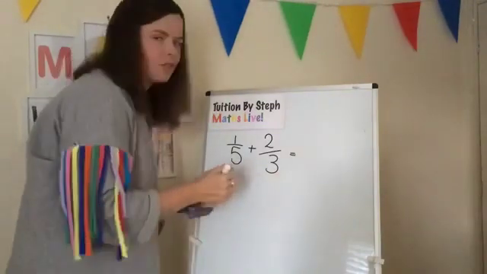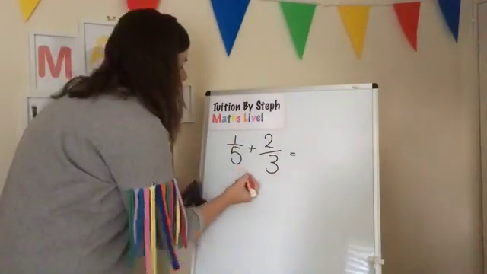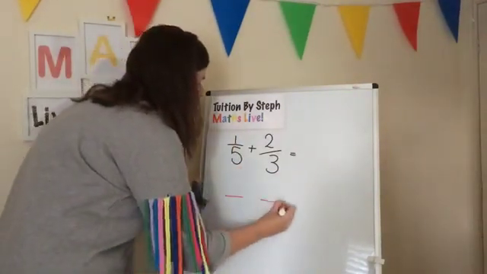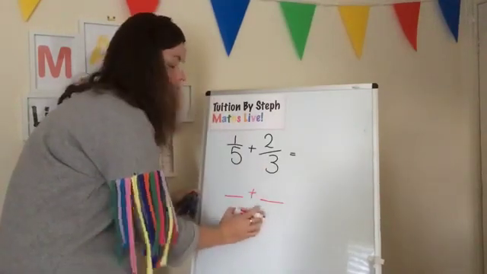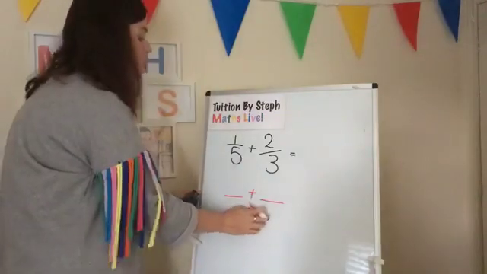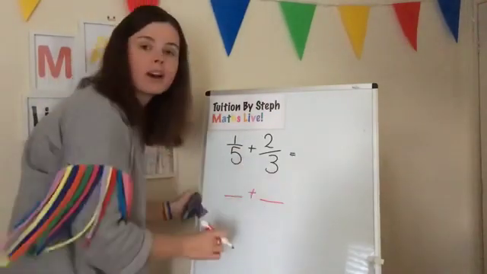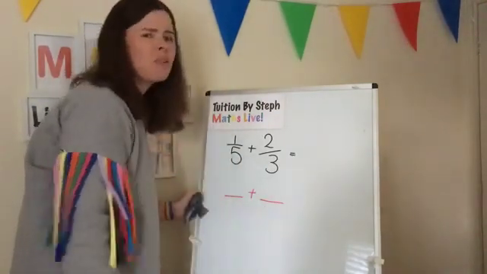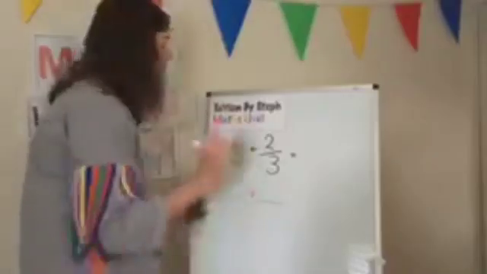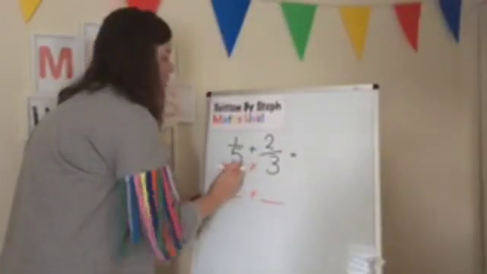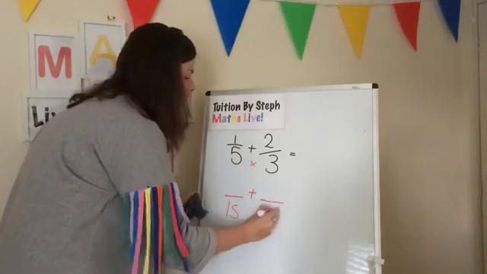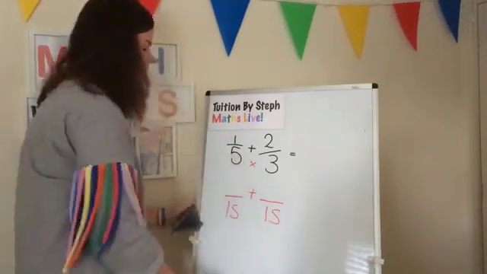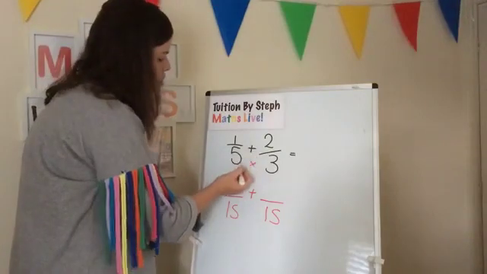We do this, and if you remember this, we need to find the same fractions. So we need to change these fractions so they have the same denominators, and the easiest way to do it is get a common multiple of 5 and 3. Easiest way to do it, 5 times 3. 5 times 3 is 15. Oh look, we have a common multiple. Excellent.